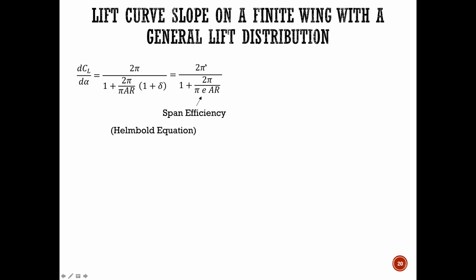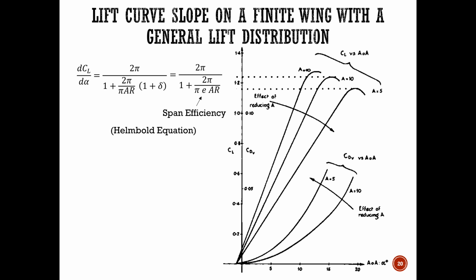So basically, there are two ways of finding span efficiency. You can find it through the induced drag coefficient equation that we talked about in the last class, or you can use this equation. All you need to do is figure out what your lift curve slope for the 3D finite wing is, and you know the aspect ratio, you know everything else, and you can solve for e. Pretty simple as that.